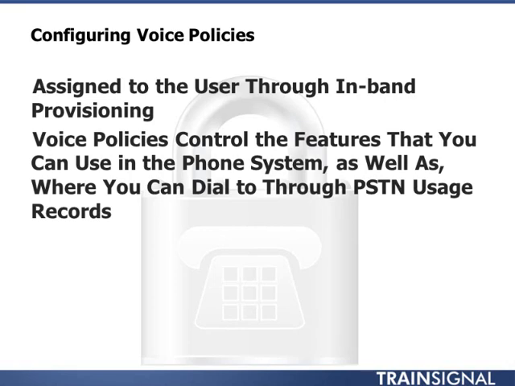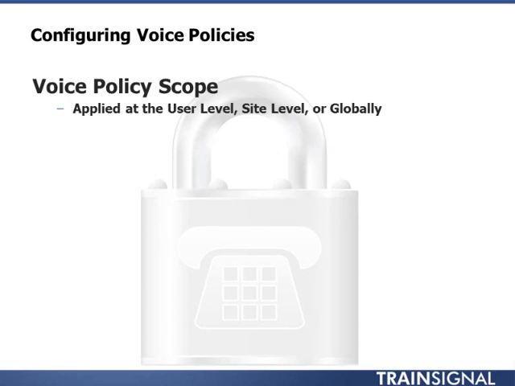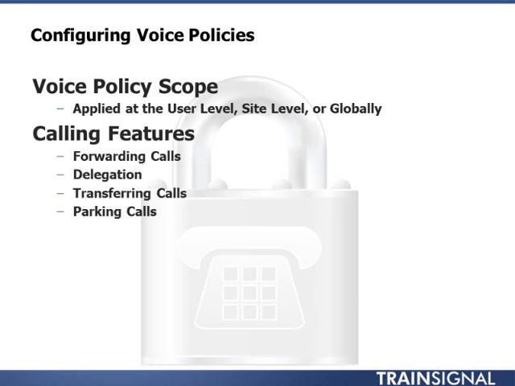I think of voice policies kind of like permissions. They define the permissions for the features that you can use and the permissions for where you can call to. When we set up our voice policies, they can be applied at the user level, at the site level, and globally. Once again, the preference will be for the user level. So when you register as a user, if you have a user level policy, that is the one that you're going to use. You'll get the settings from that policy. If you don't have a user level policy, your next preference would be site level. And if you don't have one at either the user or the site level, you will get the settings from the global voice policy.